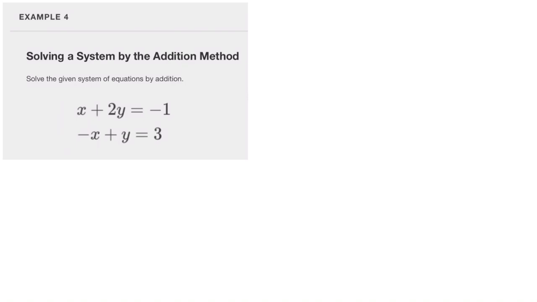The way you get one of the variables to have the same coefficient with opposite signs is you can multiply any row by any non-zero number. I'm sure we'll see an example where we'll have to do some manipulations to get this effect. But in this example, we got lucky that they already have the same coefficient with opposite signs. So once we have that, we just add our equations together. If we add these together, 1 plus -1 is 0. 2 plus 1 is going to give us 3y equals 2.